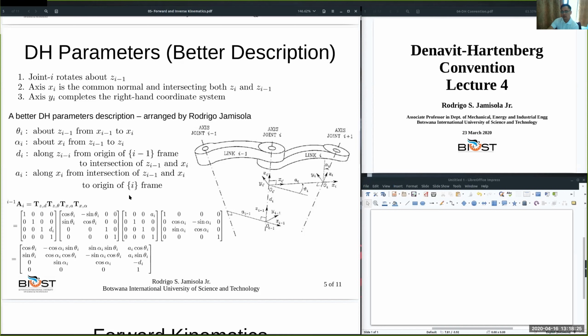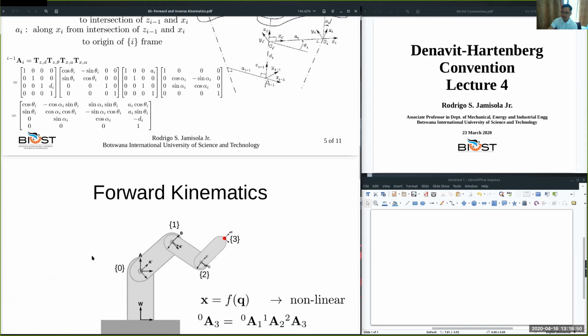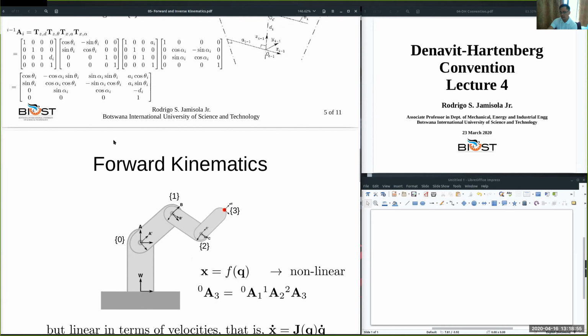the hand of the robot, the position and orientation of the hand of the robot, with respect to the base frame of the robot for any general purpose manipulator that can move in the full space or in the world space. And so this is the transformation matrix that defines the transformation from one reference frame with respect to the other.